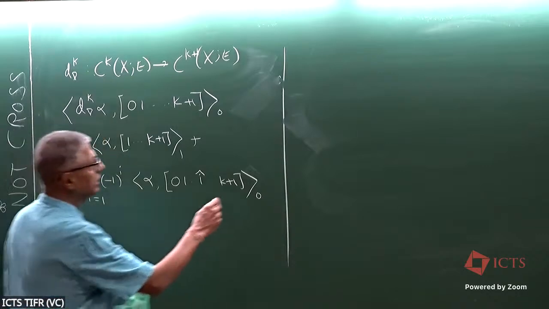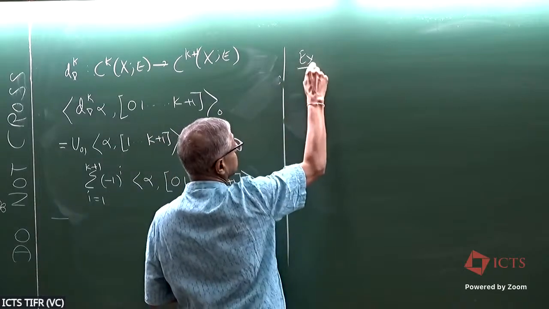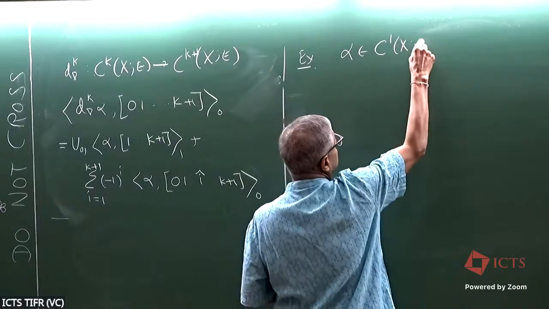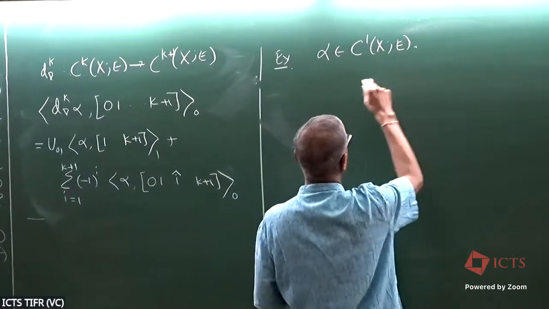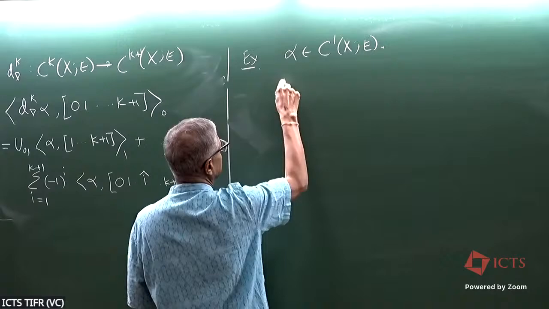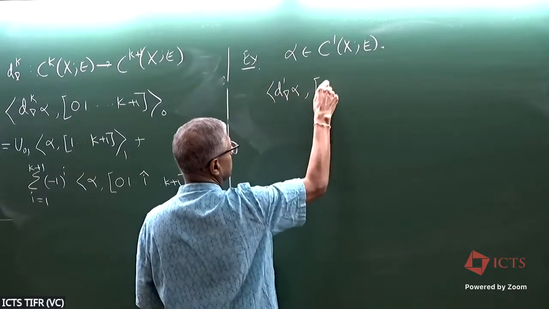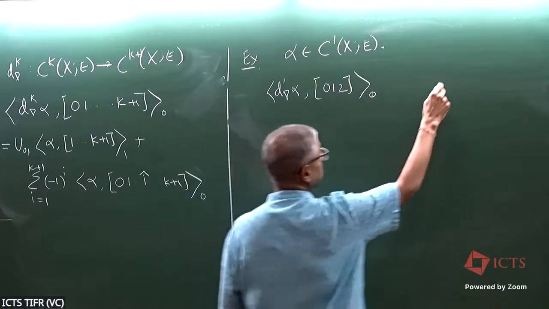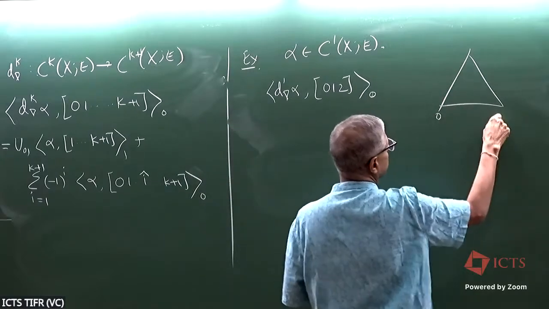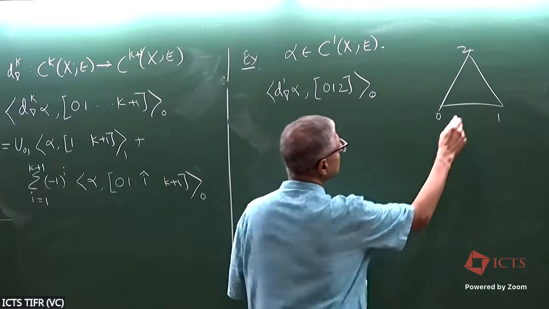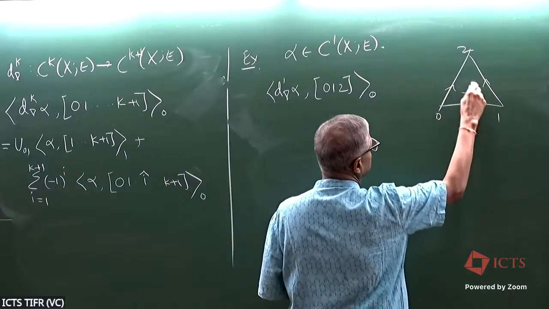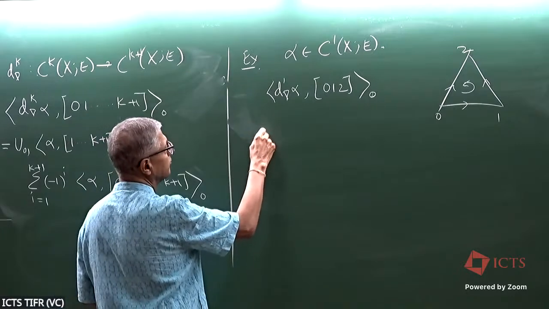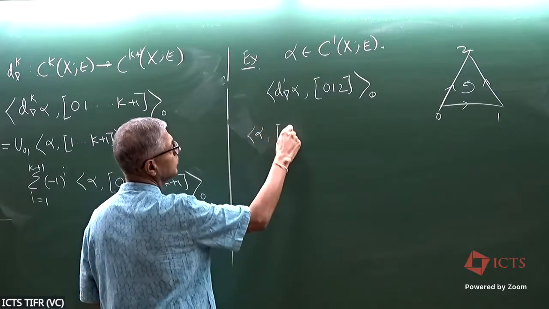So for example, let's say alpha was a 1 co-chain, and we want to do d nabla of that. So d nabla of alpha, we need to evaluate that on a triangle. It's going to live at 0. So let's do that, and some orientation. So this will be alpha at 1, 2.